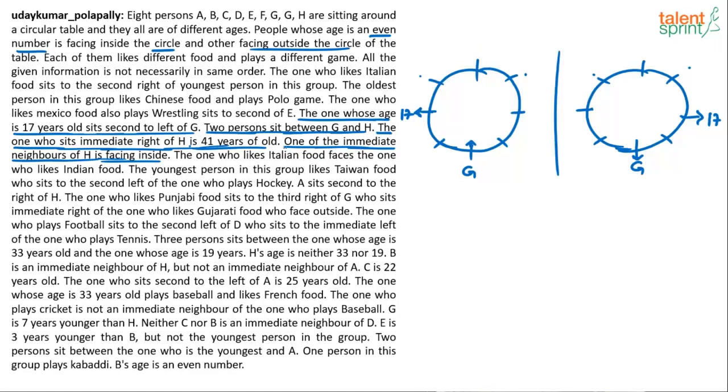The next statement tells us that one of the immediate neighbors of H is facing inside. Here, if you take H in this position, then this has to be 41 because an immediate neighbor of H is 41. Now, the neighbors of H will become 17 and 41. Both of them will be facing outwards, which is not allowed. One of the immediate neighbors of H is facing inside, which means H cannot come here. H has to come here.